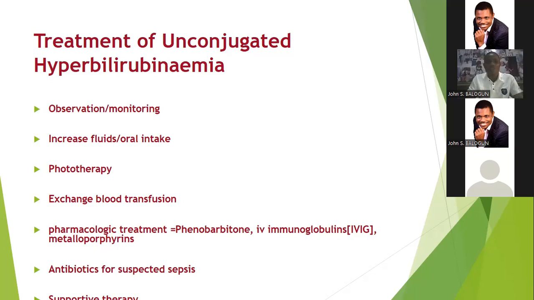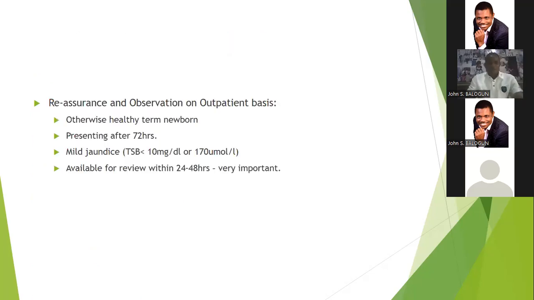So then we also have the metalloporphyrins. These help to mobilize whatever is in the blood. The metalloporphyrins help to mobilize those heme that are generated through ineffective erythropoiesis. It helps to mop them up so that they will not have to go through that metabolic process that results in bilirubin production. So that is how it works. Now, there are antibiotics. You can give antibiotics when you suspect infection, and then you can give other supportive therapy.